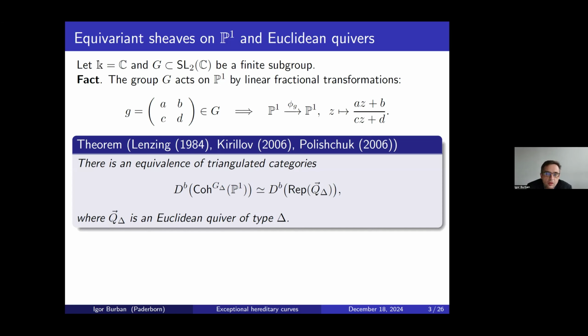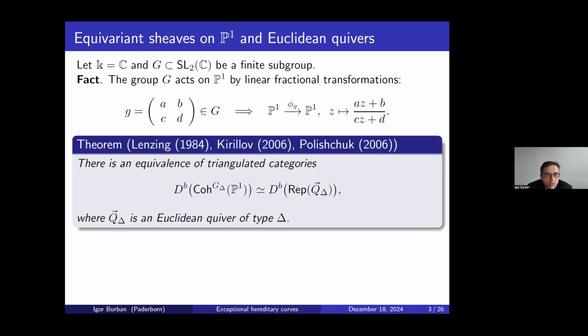So my group G acts on the projective line, and a result which I would like to attribute in the first line to Helmut Lenzing, although it did not appear in this form in his work, says that the derived category of equivariant coherent sheaves on P1 is equivalent to the derived category of finite dimensional representations of the Euclidean quiver given by the same Dynkin type delta as the group G.